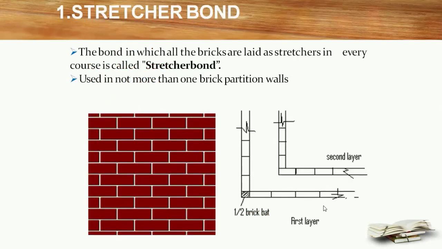So as we know, various types of bonds are generally used in brick masonry. First is the stretcher bond. Basically in this type of bond, all bricks are arranged in stretcher courses, as shown in the figure. However, care is taken to break vertical joints by using half brick bats.